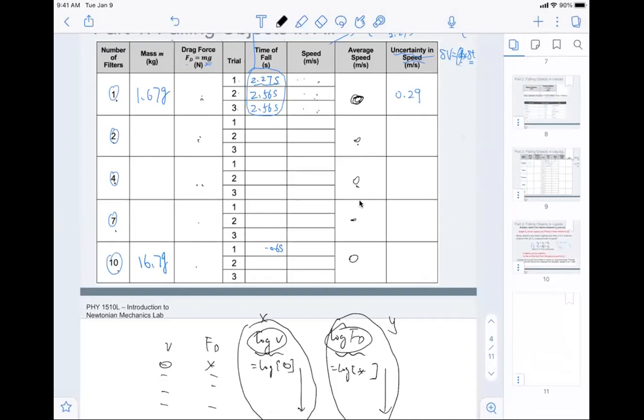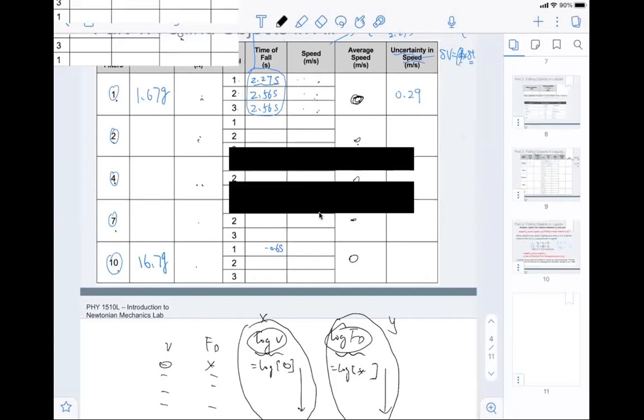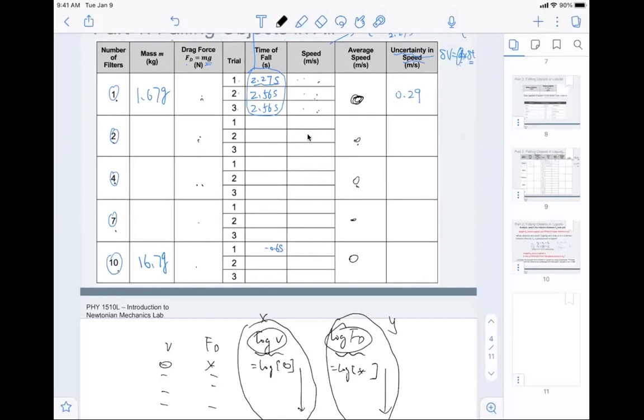We do the coffee filters in air and we do spheres dropped in oil. Are there any questions so far about this lab? Any questions?